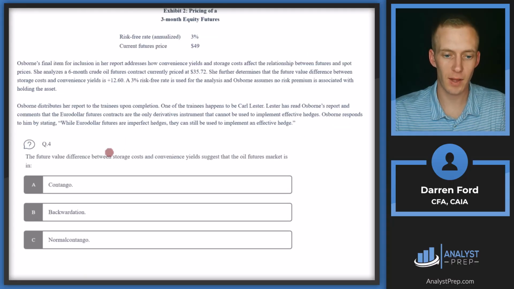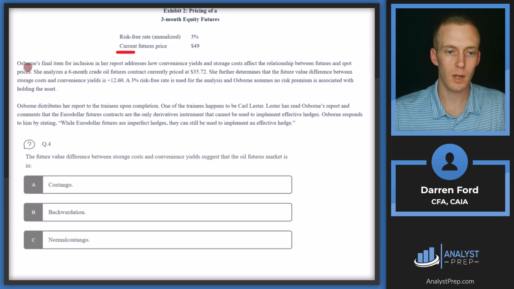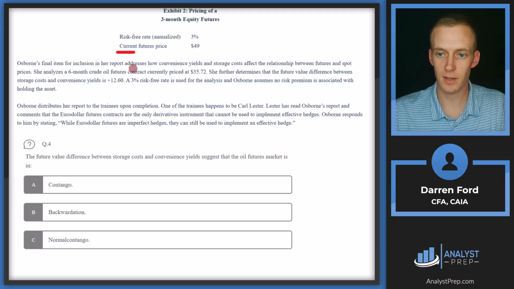Question 4. The future value difference between storage costs and convenience yields suggests that the oil futures market is in contango, backwardation, or normal contango. Let's read until we get some information here. We left off right under Exhibit 2. Osborne's final item for inclusion in her report addresses how convenience yields and storage costs affect the relationship between futures and spot prices. She analyzes a 6-month crude oil futures contract currently priced at $35.72. She further determines that the future value difference between storage costs and convenience yields is plus 12.6.